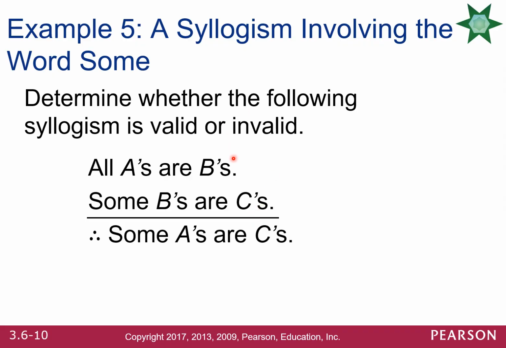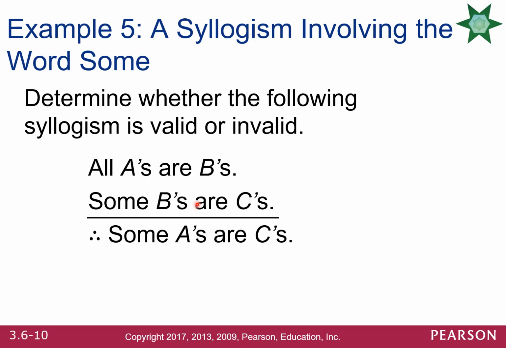Now we'll look at a slightly different kind of syllogism. This one has the word "some" in its argument. The argument given to us is: all A's are B's, and the second premise is some B's are C's, and therefore some A's are C's. So we have to show, by using Euler diagrams, whether this argument, based on the premises, is valid or not.